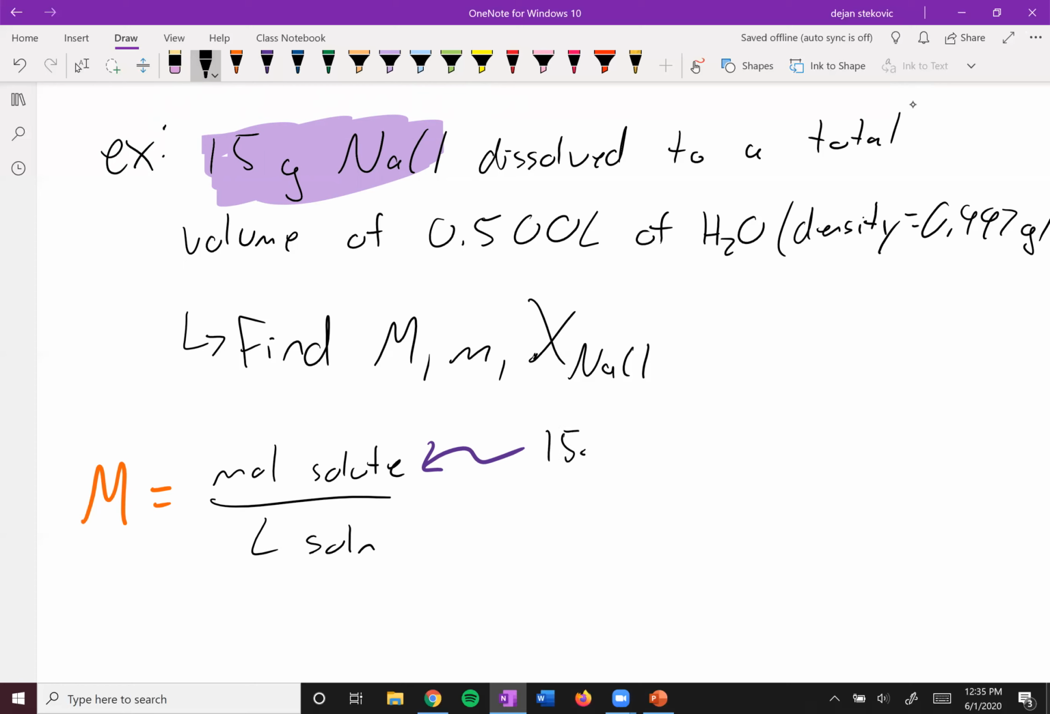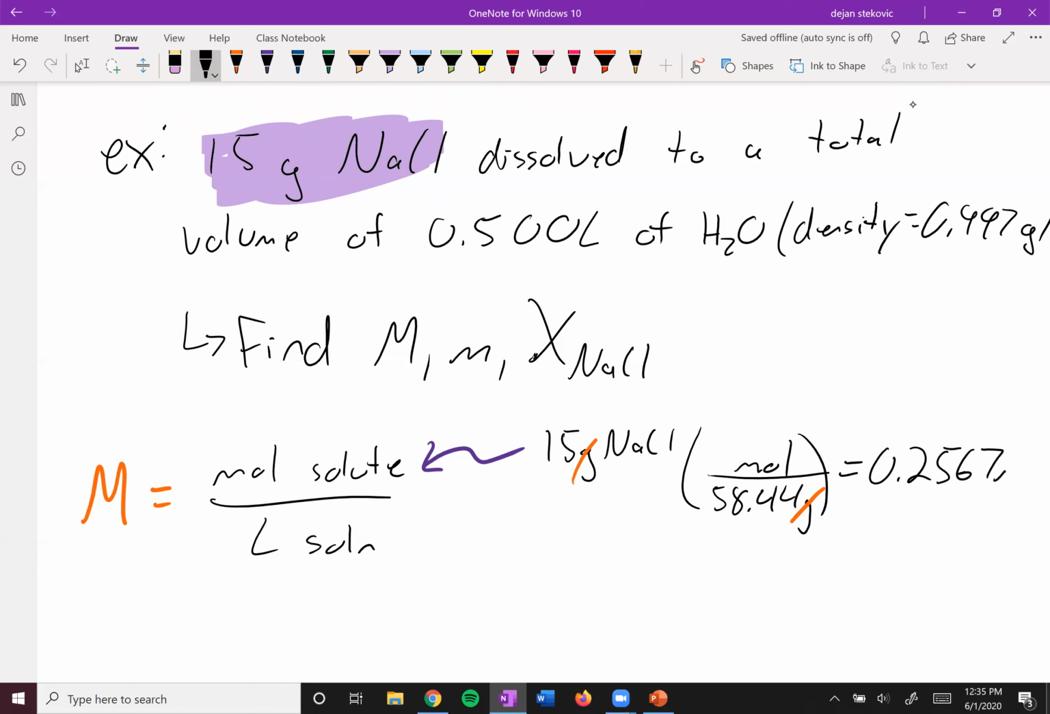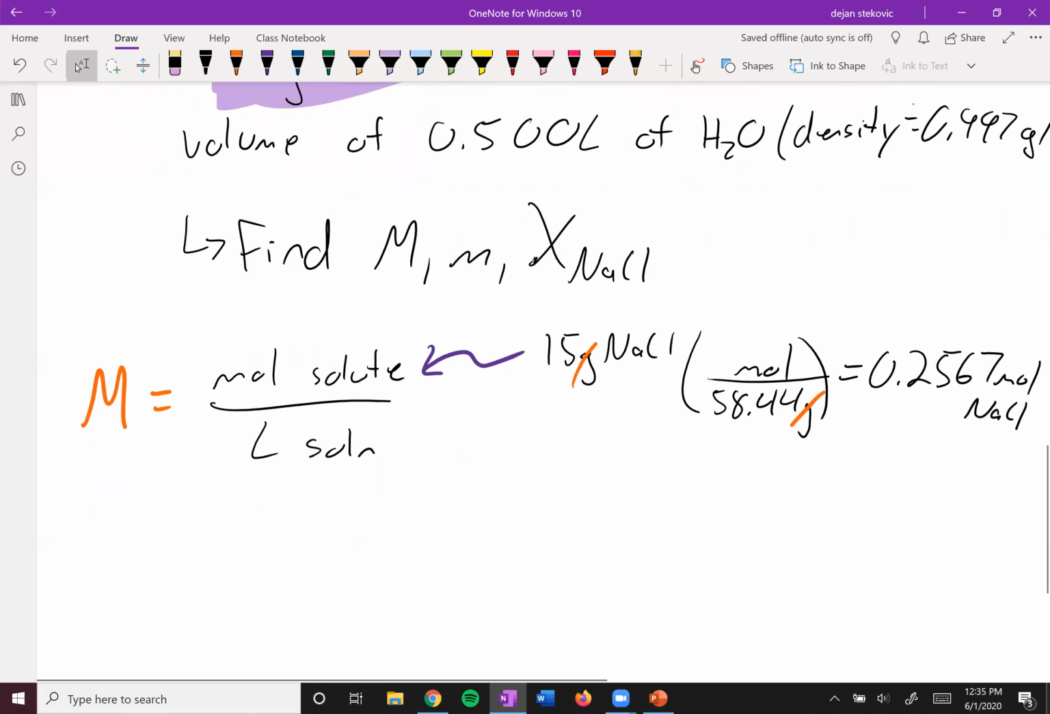So we have 15 grams of sodium chloride. And the conversion unit to go from grams to moles is the molar mass. And so if we look up the molar mass of sodium chloride, it's going to be 58.44 grams per mole. The grams is going to go ahead and cancel out, and then we're left with 0.2567 moles of sodium chloride. And so we can plug that number right into there.